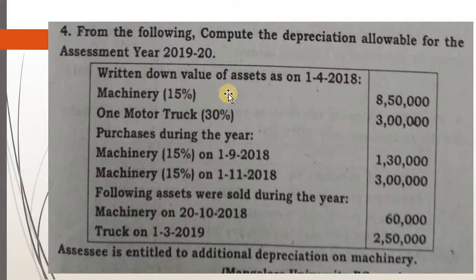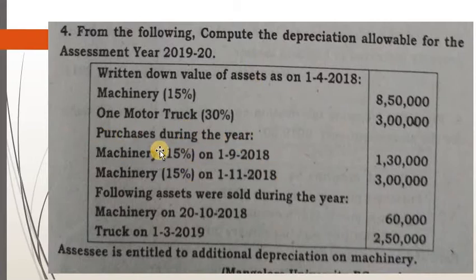They have given the written down value of the assets as on 1/4/2018. There are two assets here. You can see one machinery and one motor truck. The rate of depreciation is also given for both. Machinery's written down value is 8,50,000. Then the motor truck's written down value is 3 lakh. That is at the beginning of the year. Then there will be additions, so sales and all.